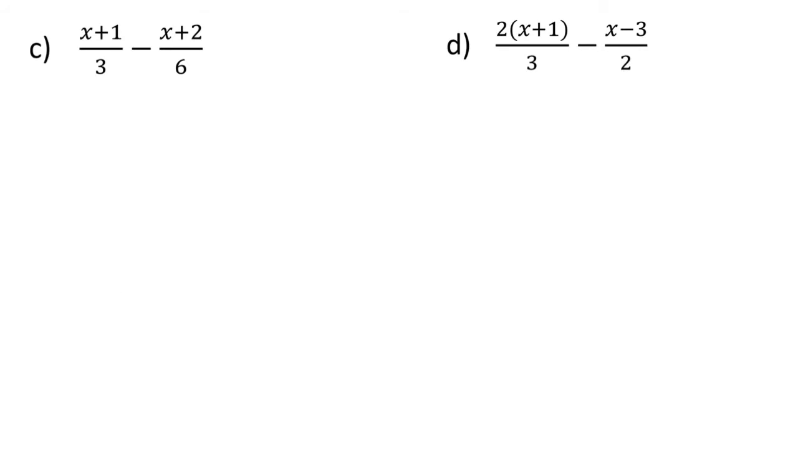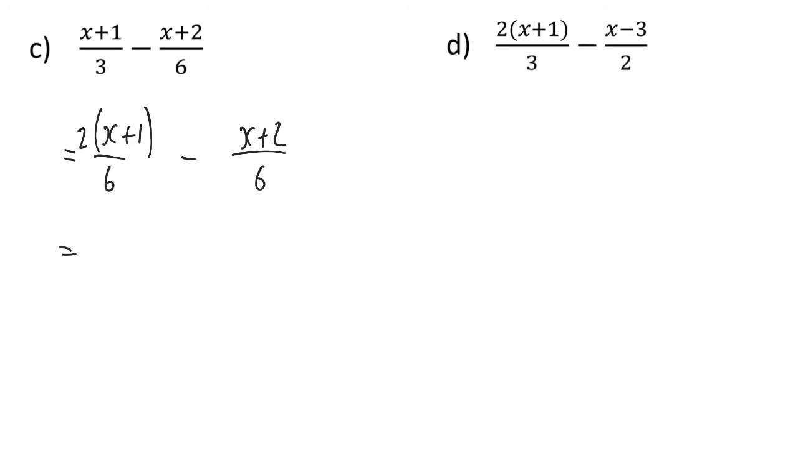Example C, we've got thirds and sixths. Again, we can multiply those together to get a common denominator of 18, but I'd say 6 is the lowest common denominator. So the first fraction has a denominator of 3. We need to get it up to 6, so we multiply by 2. So we need to multiply the top by 2, and to do that we write 2 brackets x plus 1. And then we're taking away x plus 2 over 6.